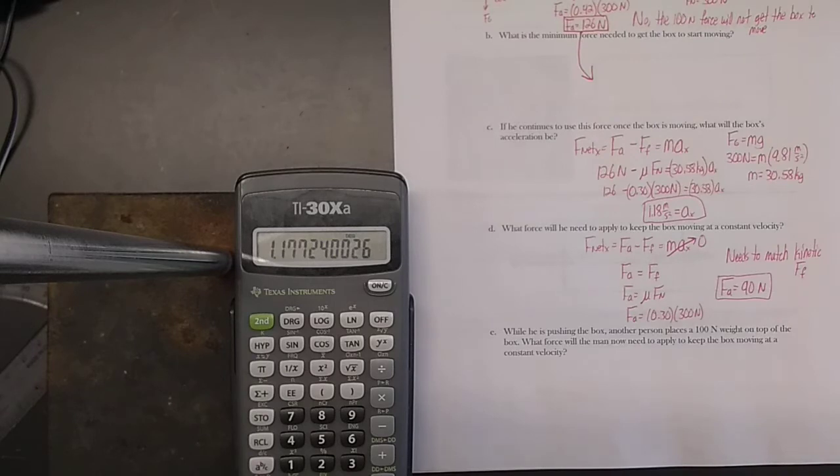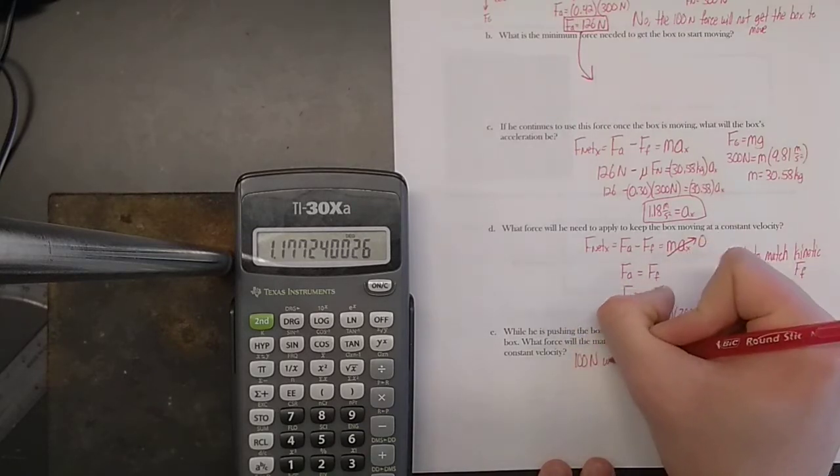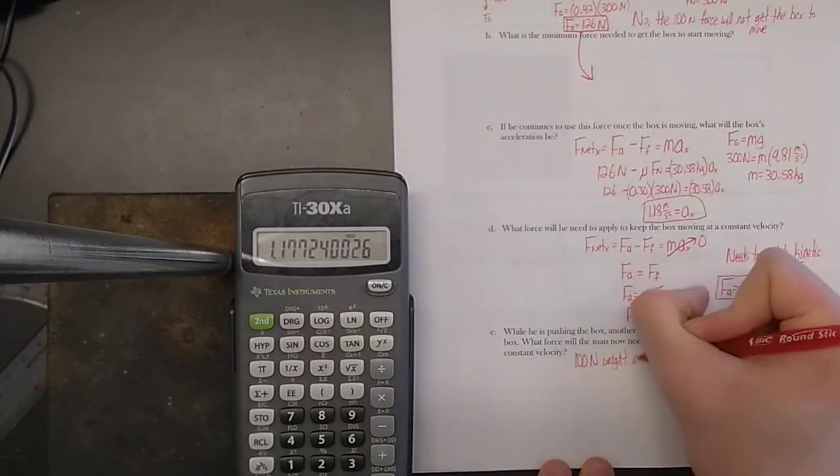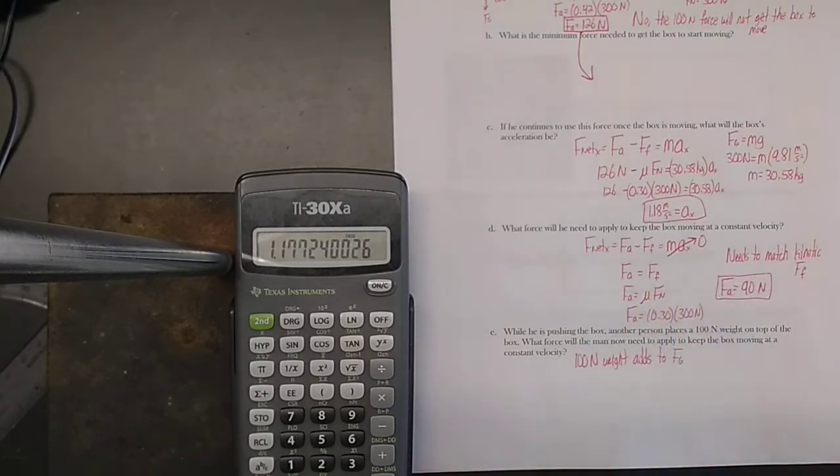Last question for this example. While he is pushing the box, another person places a 100 Newton weight on top of the box. What force will the man now need to apply to keep the box moving at a constant velocity? So you're putting a 100 Newton weight on top of the box. The 100 Newton weight adds to the force of gravity that's acting down on now our two objects combined.